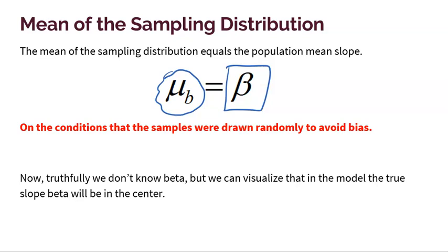Now, truthfully, we don't know beta, right? The whole point of a confidence interval is we're trying to find out what beta could be. But we first have to realize that we could visualize that in the model, the true slope beta will be in the center. That's the key detail with the confidence interval: you don't know the true population parameter, whether it be a proportion, a mean, or in this case, a slope, but you know that the true population parameter is going to be in the middle. And that's really important when it comes to calculating a confidence interval.